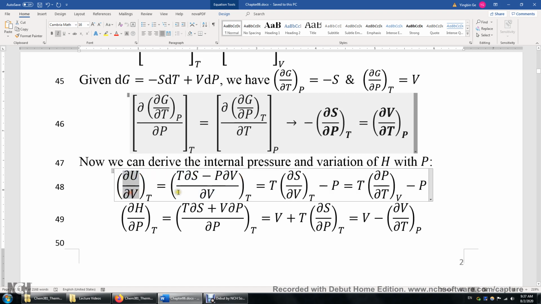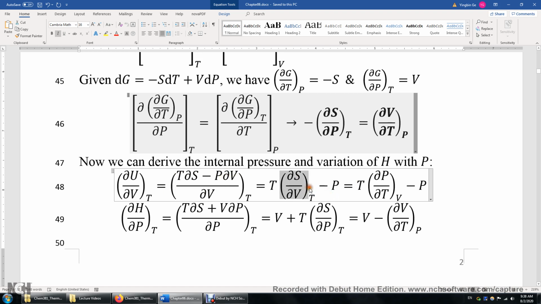And we put delta V here, and then we do a division. So this part, P delta V over delta V is simply P. And then we have T times delta S over delta V. And under this isothermal condition, therefore we can take this T out of the derivative. It's going to be T times delta S over delta V minus P. All right, so this minus P comes from negative P delta V over delta V.